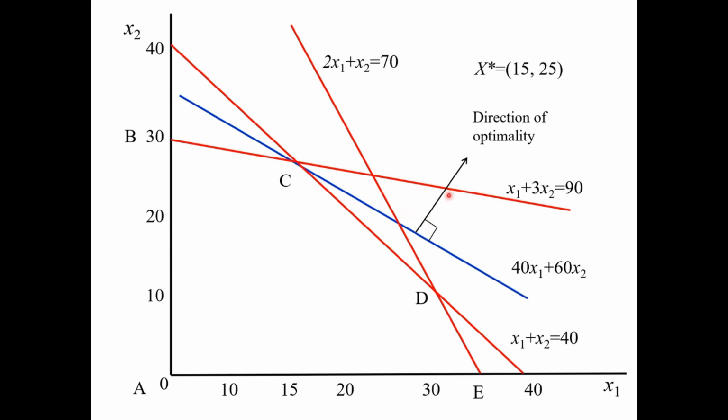So this is the direction of optimality, and this is the objective function. And we see that the objective function is going to hit that feasibility region right here at point C. And at point C, we have 15 hectares allocated to wheat and 25 to canola. Wheat gives us $40 a hectare and canola $60.